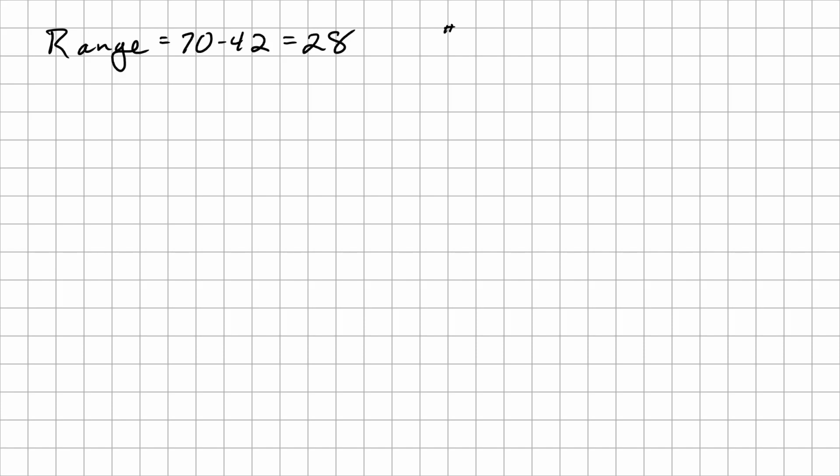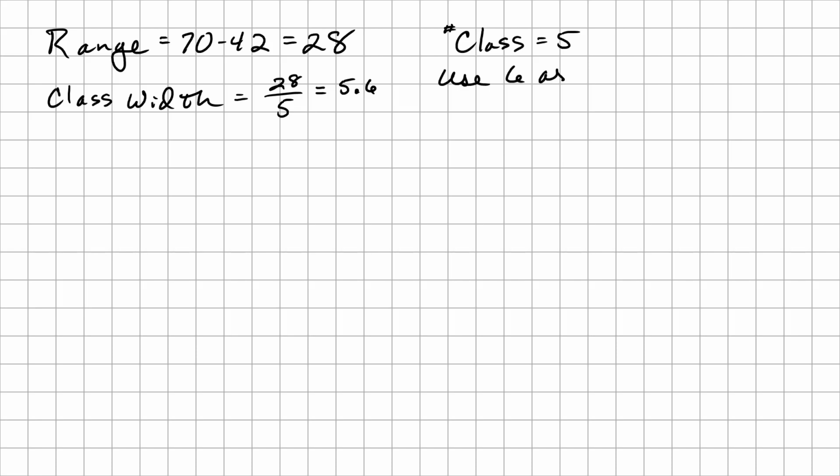Now remember, the number of classes is going to be equal to 5. So to find the class width, I simply divide the range by the number of classes that I want to use. And that gives me 5.6. Now remember, you will always round up to the next convenient integer. Even if this had been 4.1, I would have rounded up. So we're going to use 6 as the class width.